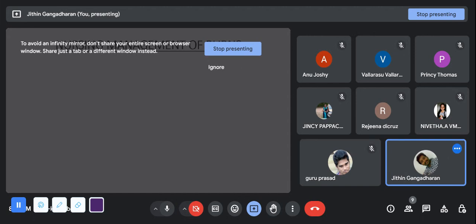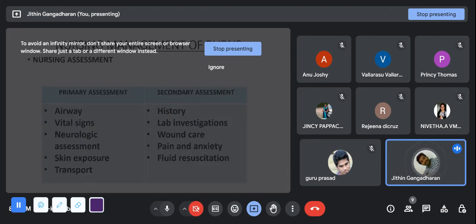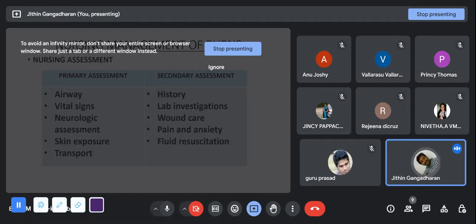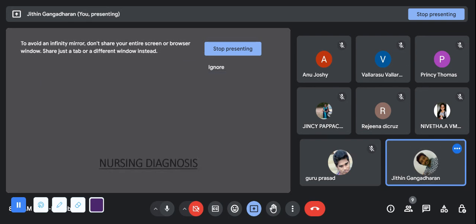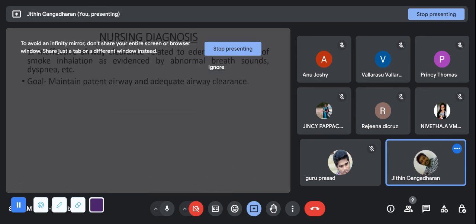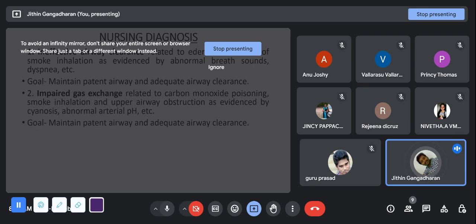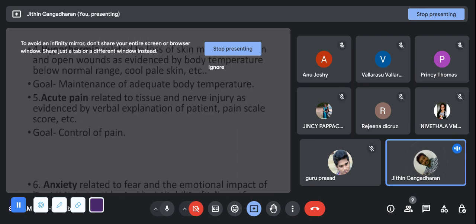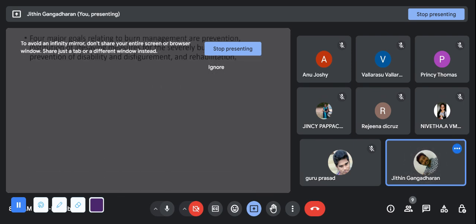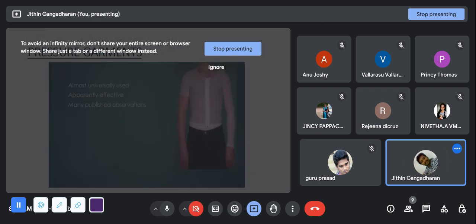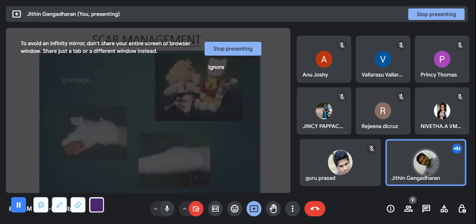Nursing management. First, assessment. What is the assessment? Airway, vitals, neurological status, skin exposure, transportation of the patient, and fluid resuscitation. The main thing is fluid resuscitation. No questions will be asked on this diagnosis, so that's why I'm leaving it. Pressure garments and so on.